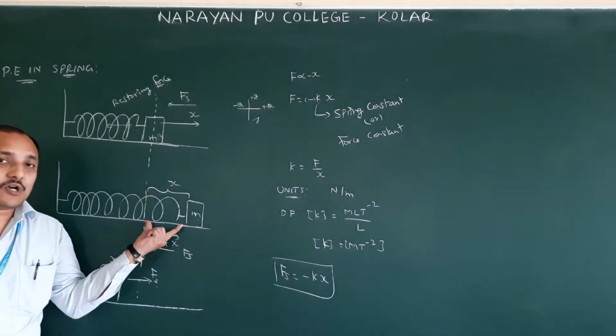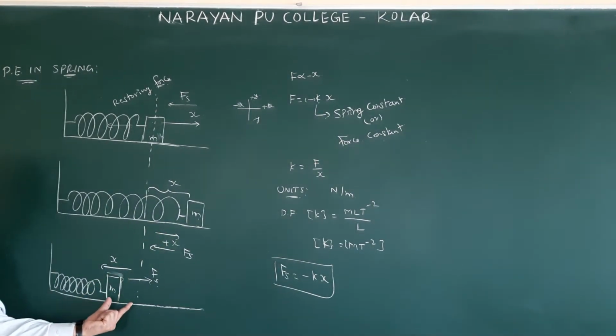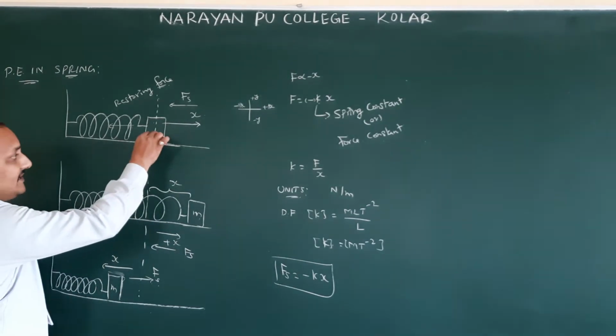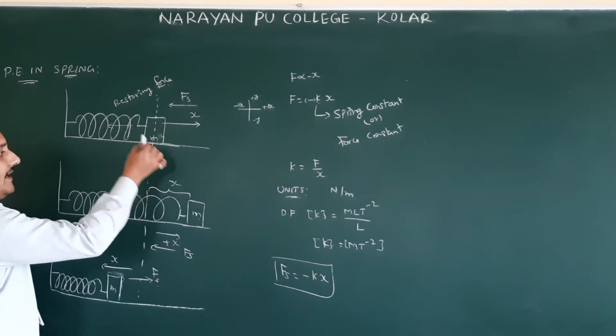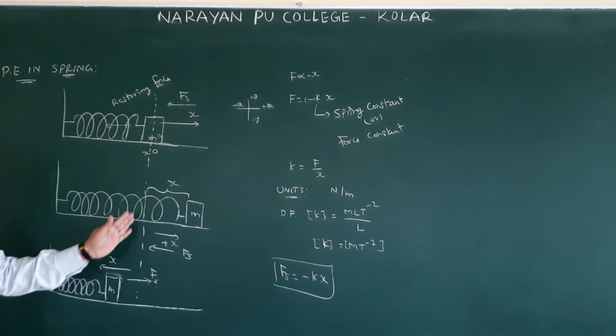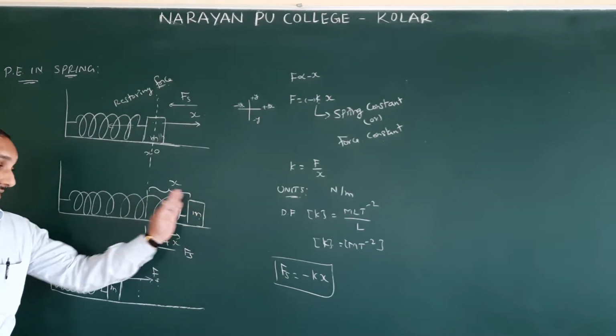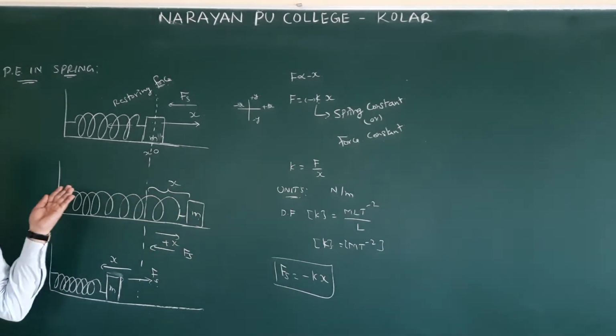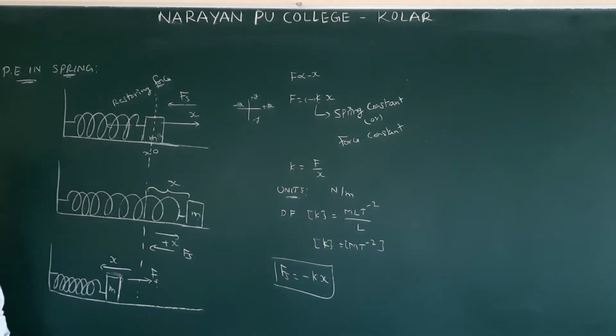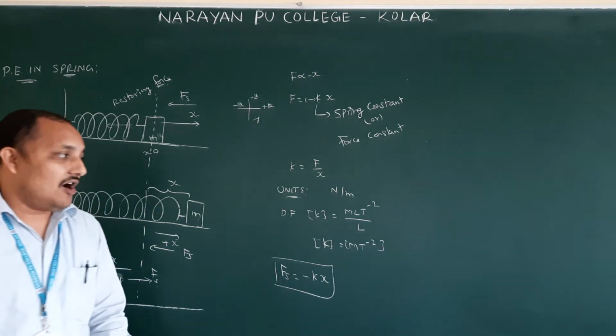So this is positive displacement, this is negative displacement, if you take the origin at x equal to 0. Whenever we apply positive elongation along the positive x-axis, the force developed within the spring is along the negative x-axis. So directions are always opposite.